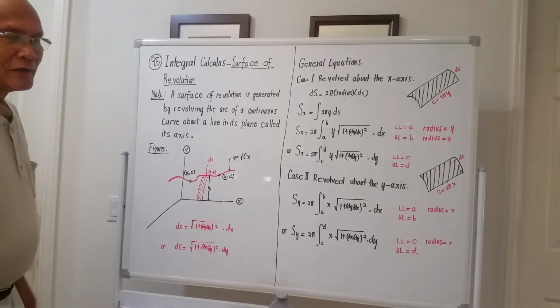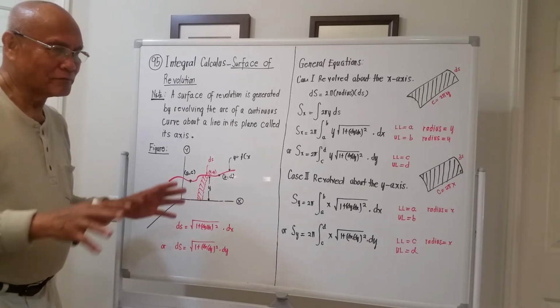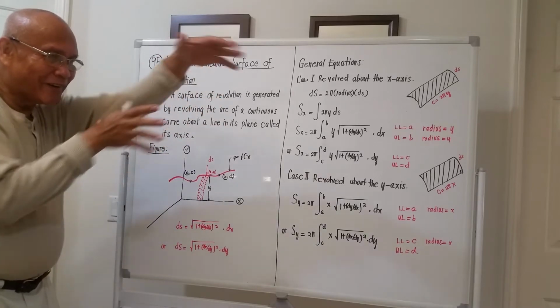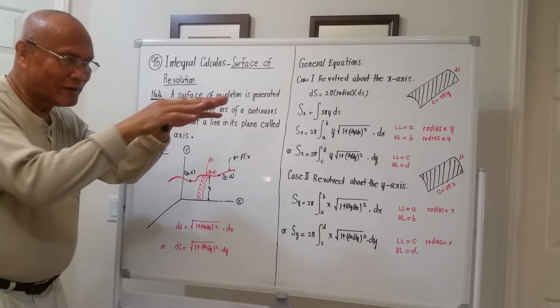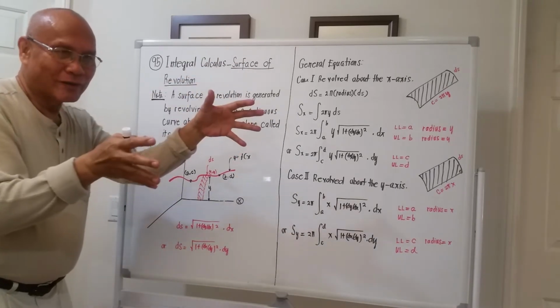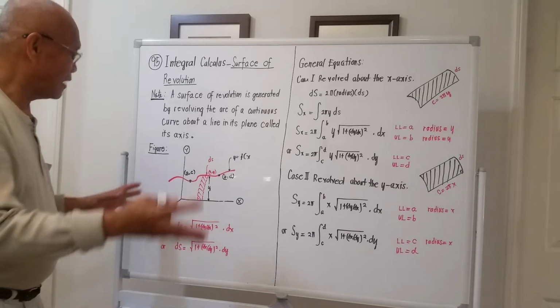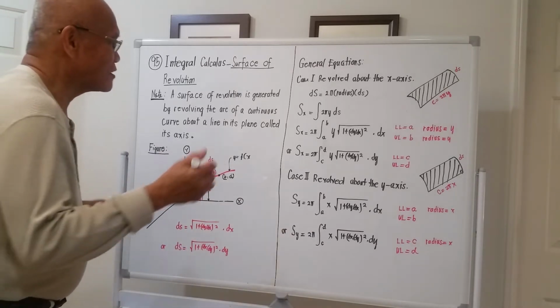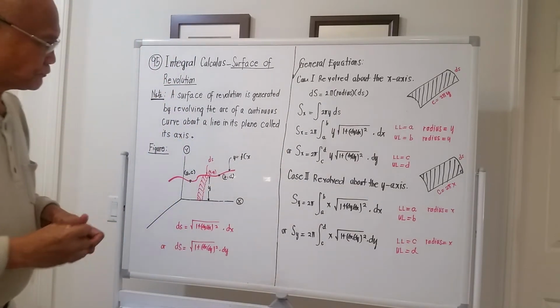Also, this applies to the so-called big dome. How the engineers will compute the total roofing to cover up a big dome. That's the importance of the so-called integral calculus. Okay, let's try to bring out the two cases under the surface of revolution.